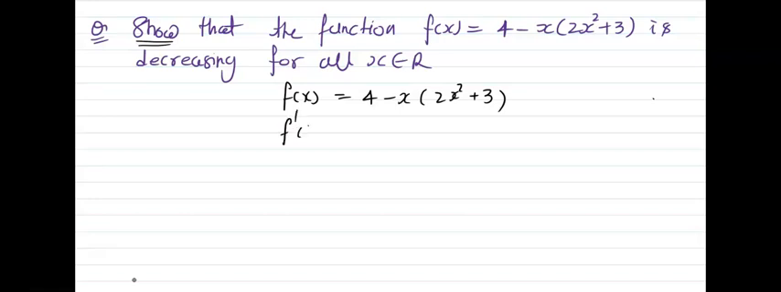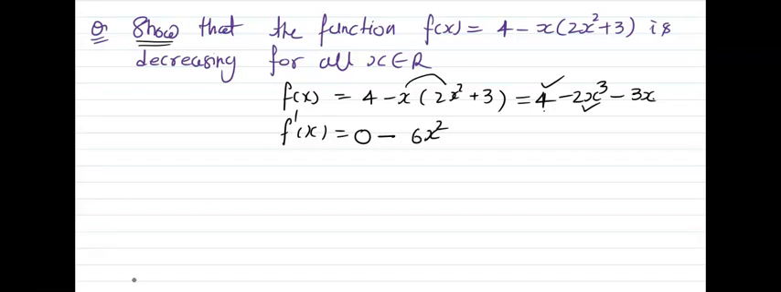So let's differentiate f dash x. Let's simplify first. 4 minus x multiplied by 2x square plus 3 gives minus 2x cube minus 3x, right? Once you differentiate this, differentiation of 4 will be 0, then minus 6x square, and minus 3x differentiation is minus 3, right? And we need to prove that minus 6x square minus 3 is less than or equal to 0. This we need to prove. Okay. How can we prove?